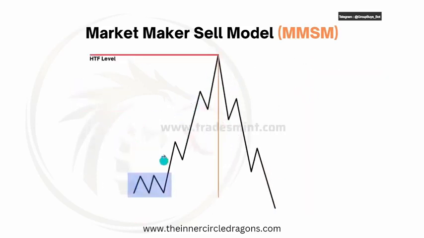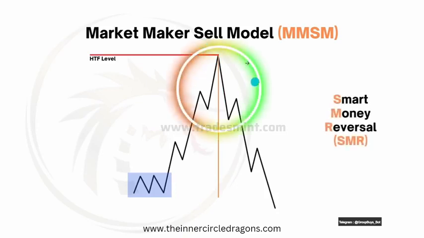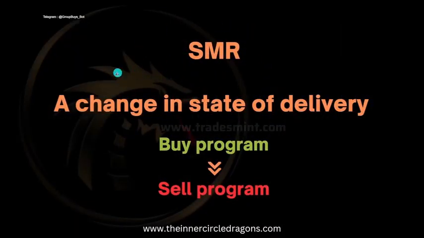So once price had left the initial consolidation and our buy program was underway, offering buy side delivery to our higher time frame level, we then have a reversal known as a smart money reversal or an SMR. So what is a smart money reversal? It is a change in state of delivery. So the algorithm goes from a buy program to a sell program or a sell program to a buy program. In the case of the market maker sell model, we are going from a buy program to a sell program to a sell side delivery.